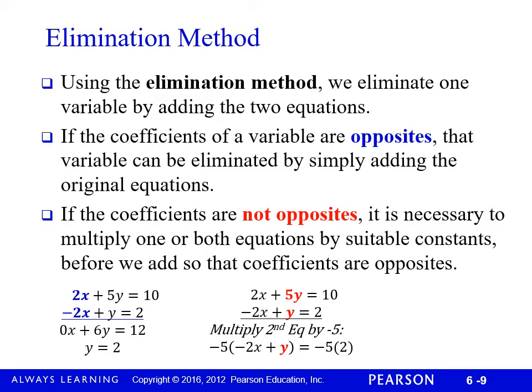That means we multiply every single thing on both sides by negative 5 and do distribution. When we do that, we get positive 10x minus 5y equals negative 10. We can bring back the original first equation, and now notice when we add these together, the y's disappear, it's eliminated, hence the name of this method, and we get 12x equals 0, or simply x equals 0.